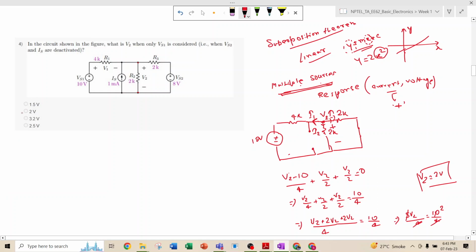So here the answer will be 2 volt due to Vs1. Remember, this is due to Vs1. So this current source is not activated and this current source is not considered. That voltage source is not considered, that means the voltage source is a short circuit and this current source is an open circuit.